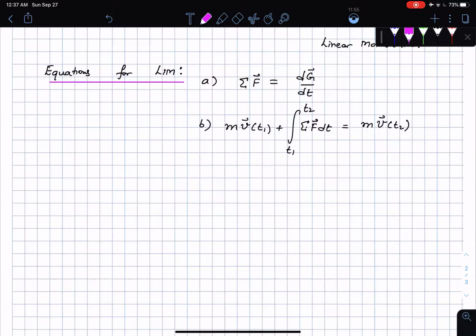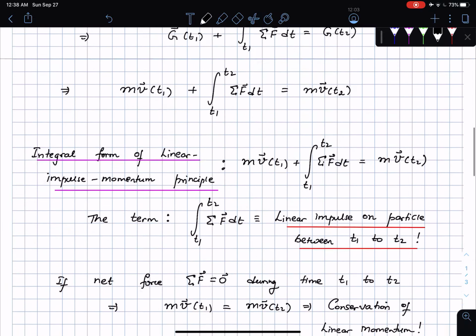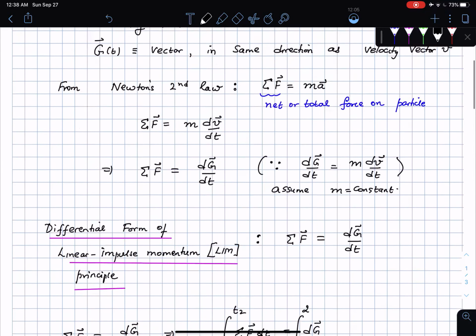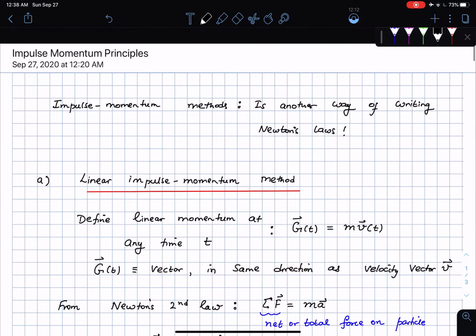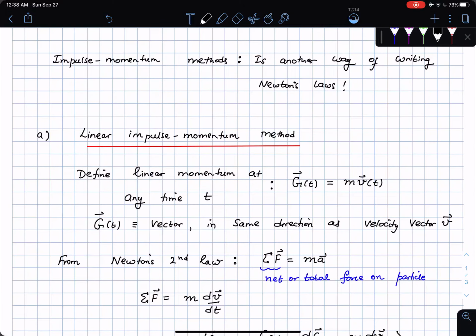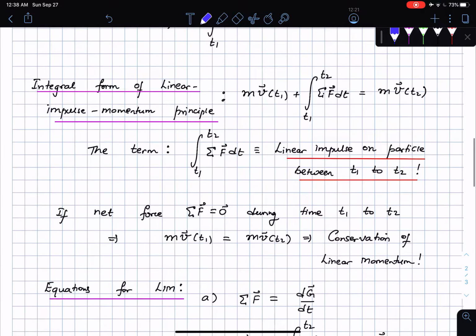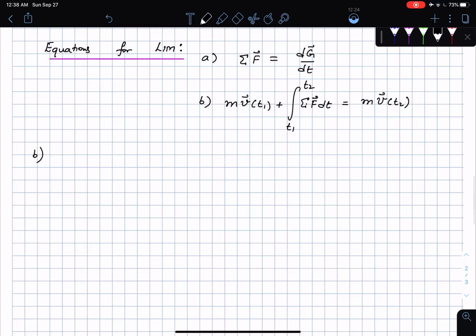Then we go to the next technique, the next method in this very short concept talk. That is the angular impulse momentum technique. I think I called the earlier one A, so I'm going to call this B. I had a shorthand notation here, so this is called LIM, linear impulse momentum methods. And this is going to be angular impulse momentum methods.